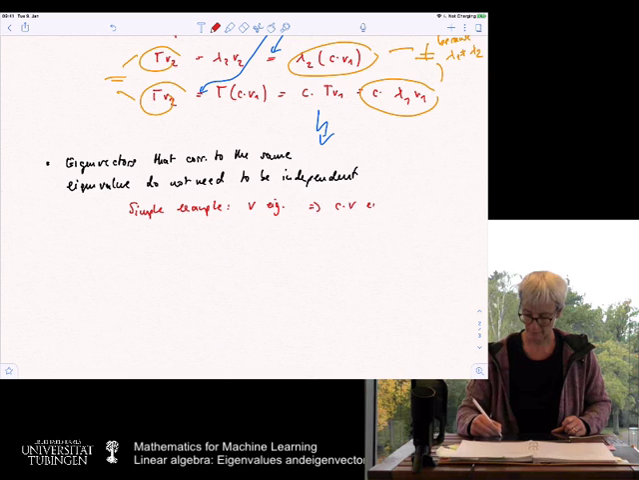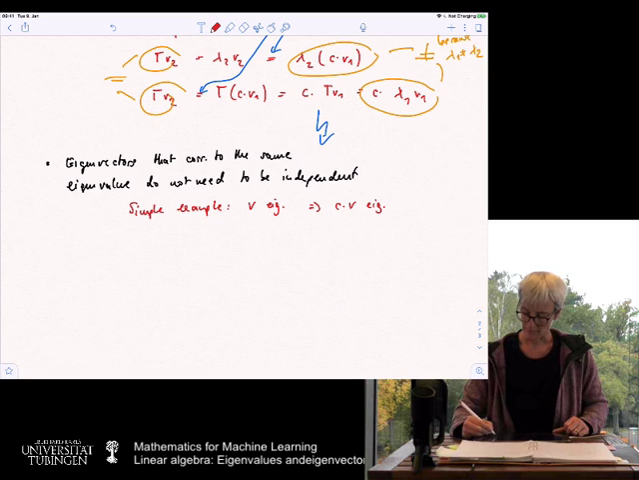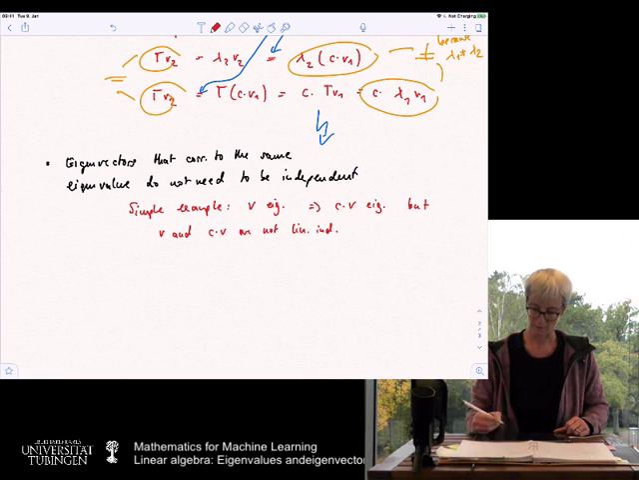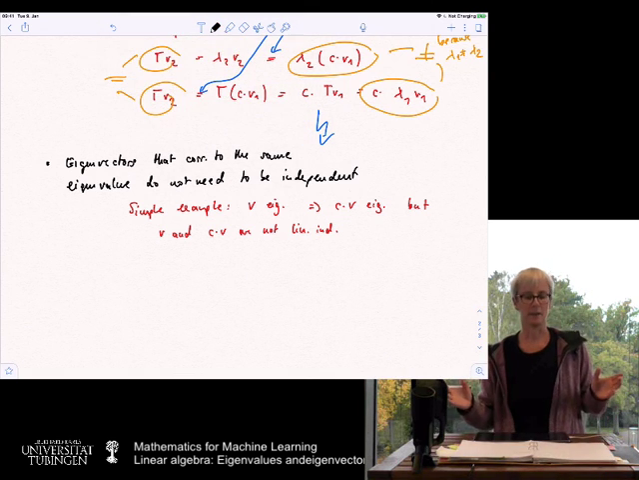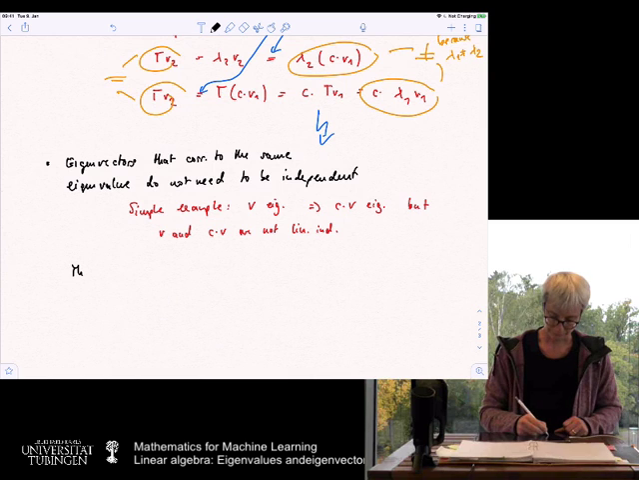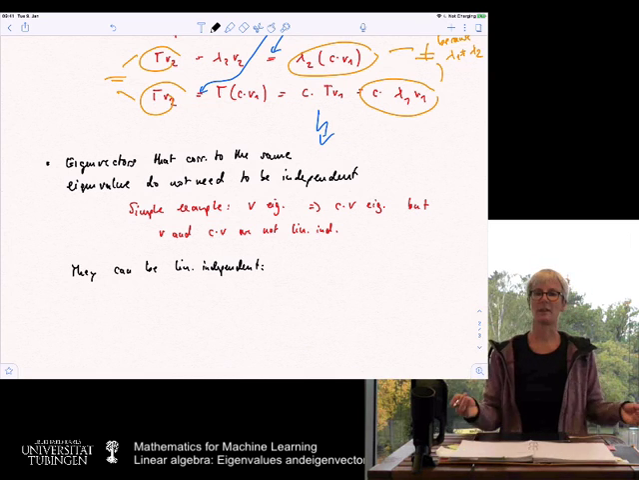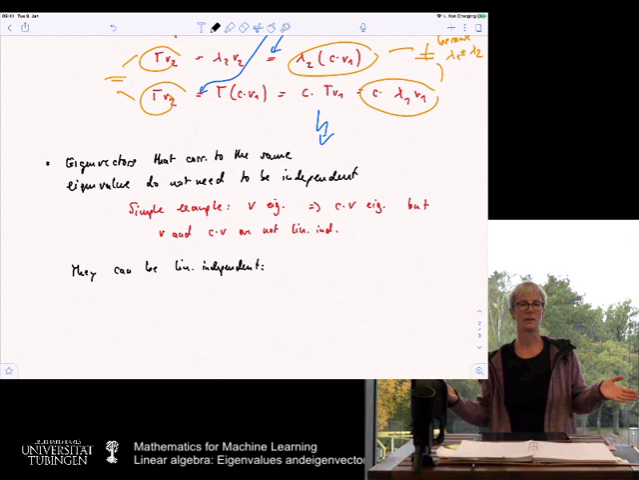that c times v is an eigenvector, and of course these are not linearly independent. It's the same vector just multiplied. But v and c times v are not linearly independent, obviously. So they do not need to be linearly independent, but they can be linearly independent. I could just design a mapping that takes two vectors which are linearly independent and stretches them by a factor of 2, and then of course both have the same eigenvalue, but the vectors are linearly independent.